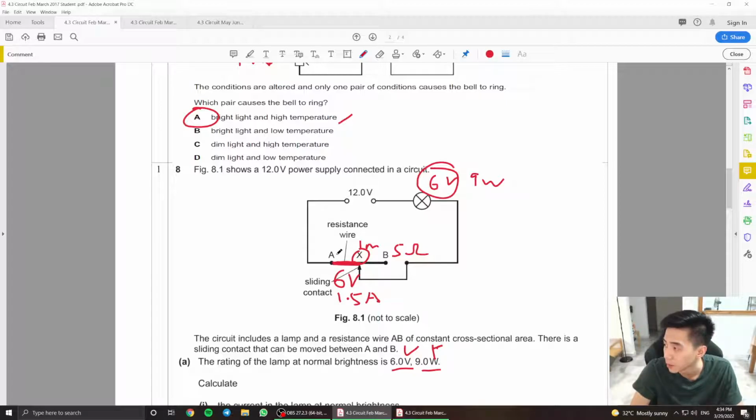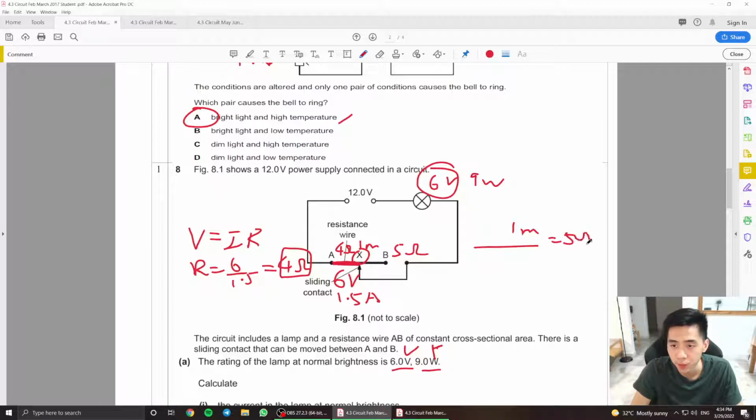I can use the V equals IR formula. In this case, V equals IR, so R will be 6 over 1.5, which gives me 4 ohms. If this part is 4 ohms, and the maximum length of 1 meter is equal to 5 ohms, when I want it to be 4 ohms, what length should this be? You can calculate it using a normal ratio: 4 over 5 is equal to X over 1. Your X would be 0.8 meters here.